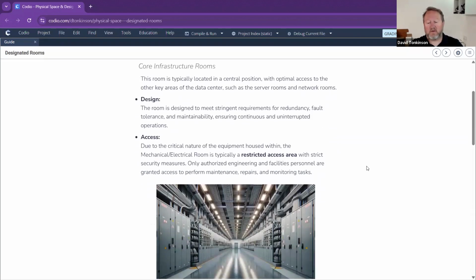Due to the nature of it, the mechanical route is heavily restricted. There are strict security measures because it is core. If someone was to try and knock out a data center, that would be a perfect place to go. You essentially take out one room, take it all offline, and then all that data center dies.